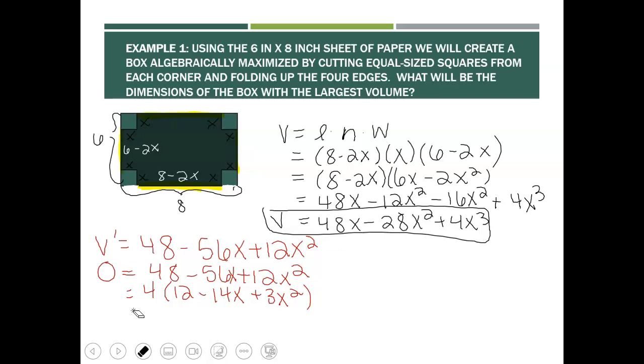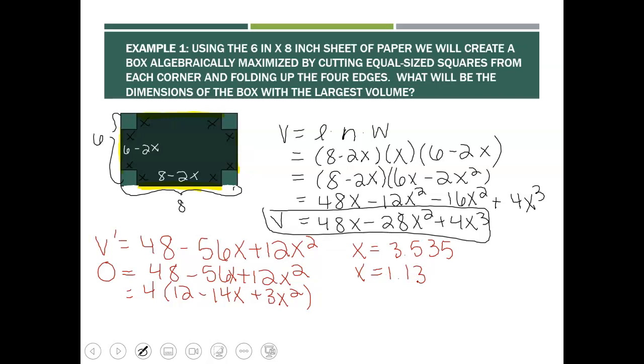So you have 14 plus the square root of 52 divided by 6. You get 3.535. And then you could do it again with 14 minus the square root of 52 divided by 6, and you get x equals 1.13.